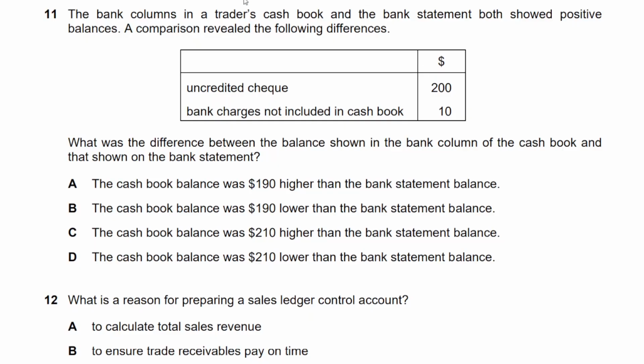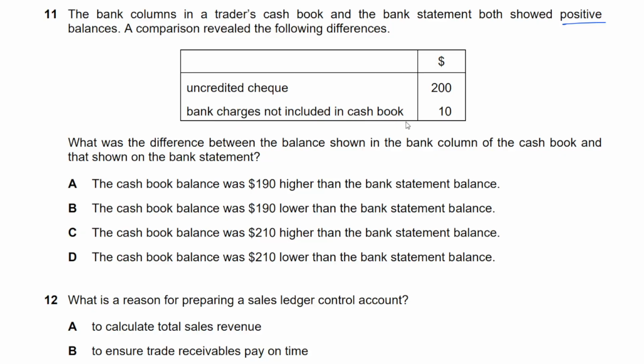The bank columns in a trader's cash book and the bank statement both showed a positive balance. Okay, positive balance. They're using positive and negative terminology. So that means in the cash book that was a debit balance, in the bank statement that was a credit balance. A comparison revealed the following differences. Uncredited check 200. That means this was supposed to be added to your bank statement, but it was not added. So your bank statement lacks this 200, it's missing from the bank statement.